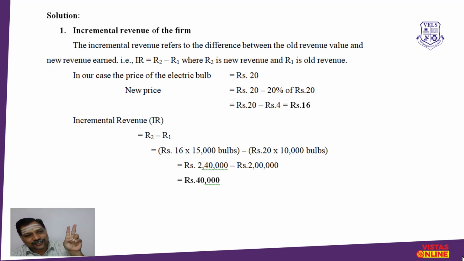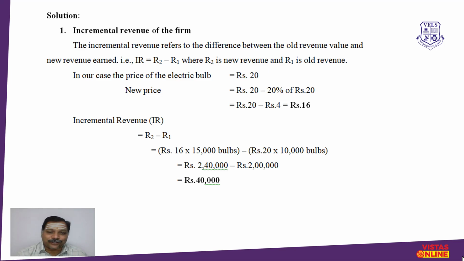In case of that particular firm, the price of the bulb is 20 rupees. What is the new price? 20% reduction. 20% of 20 is 4, so 20 minus 4 equals 16 rupees, the current price. Now we have to compute the total revenue. R2 is the new price, 16, into 15,000 bulbs, that is the sales value. So 2,40,000 is there with them. That is the new revenue.